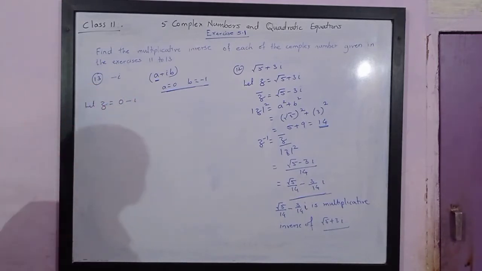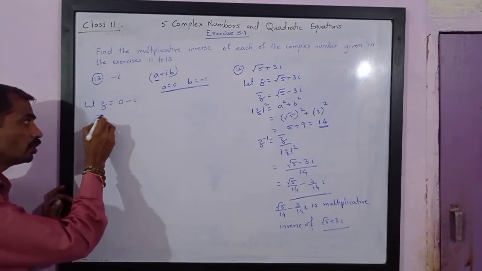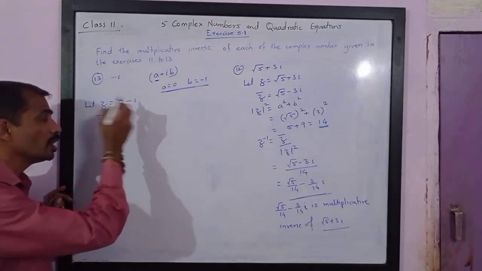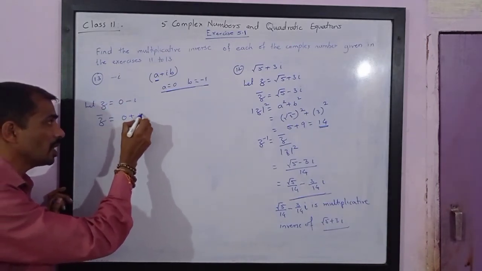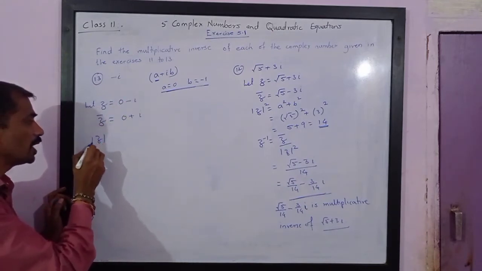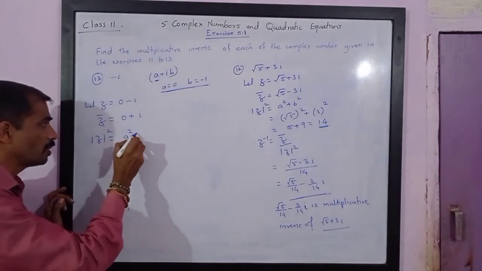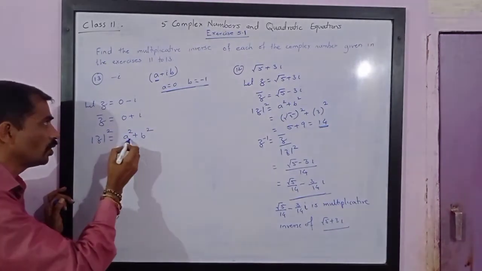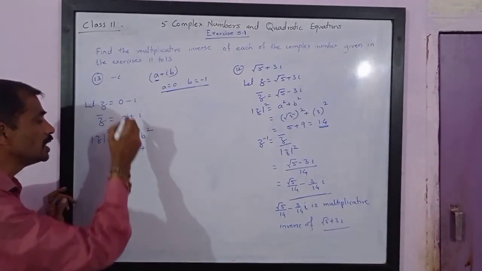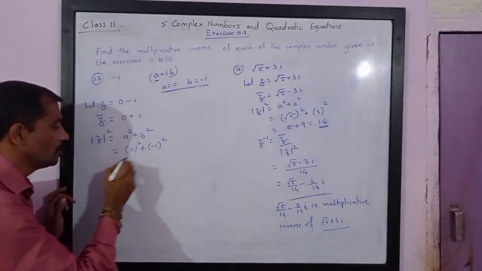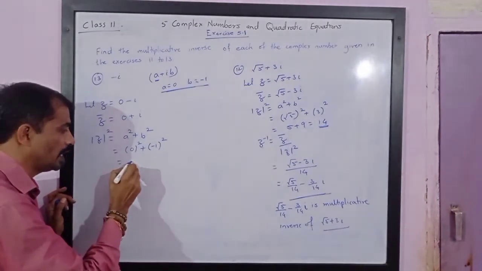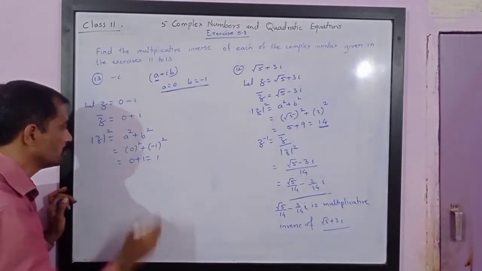So this is the given number. Now conjugate is equal to, please note we change the sign of imaginary part. So this will be 0 plus I. Now if you take modulus of complex number bracket square, this is equal to A square plus B square, that is equal to A is 0 here plus B is negative 1. So you will see 0 square is 0, negative 1 square is 1, so you will get 0 plus 1, that is equal to 1.